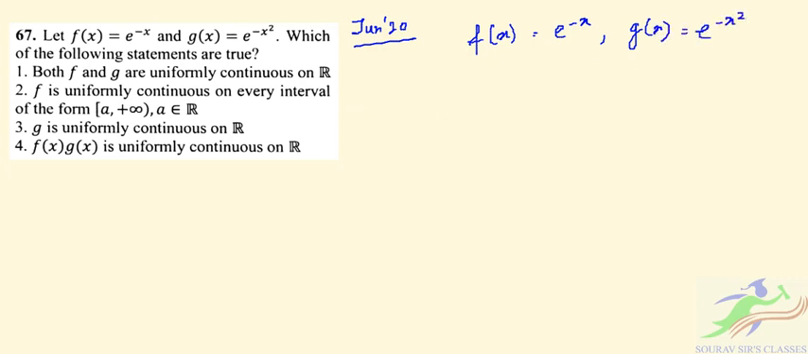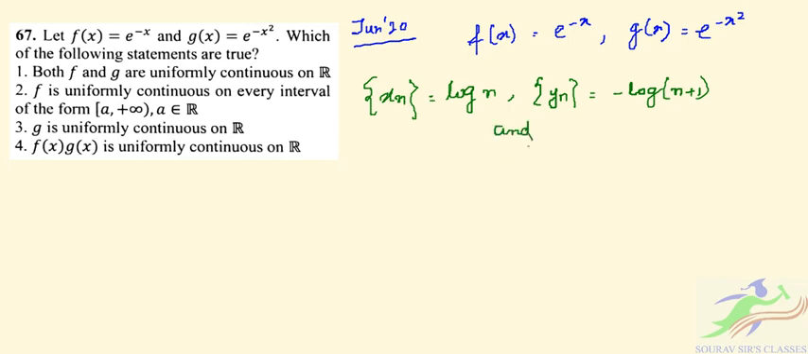Let us consider two sequences. One sequence is x_n, which we can write as log of n, and another sequence y_n, which is log of n plus 1. The difference of the sequences x_n and y_n tends to 0 as n tends to infinity.